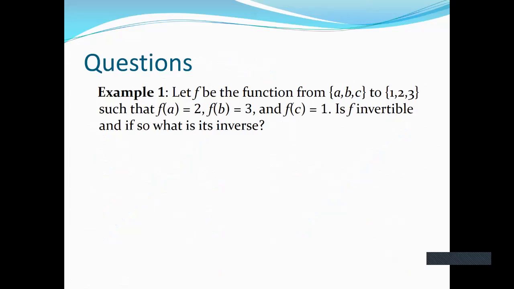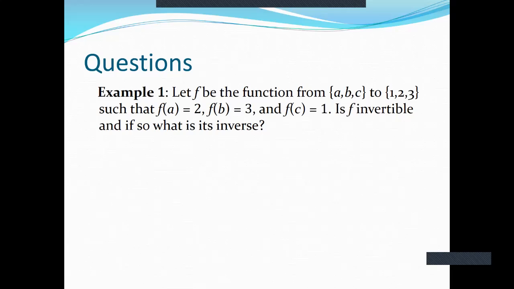So let f be the function from {a, b, c} to {1, 2, 3}, right? So 3 elements in set A, 3 elements in set B, such that f of a, the mapping is, a is mapped to 2, b is mapped to 3, and c is mapped to 1. Is f invertible, and if so, what is its inverse? So now tell me, is it invertible or not?